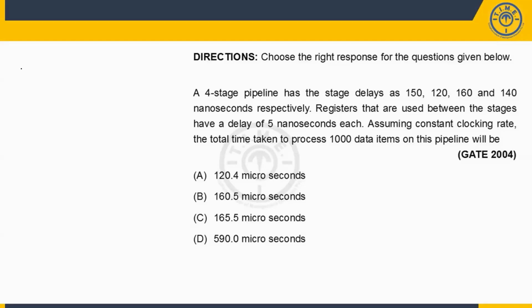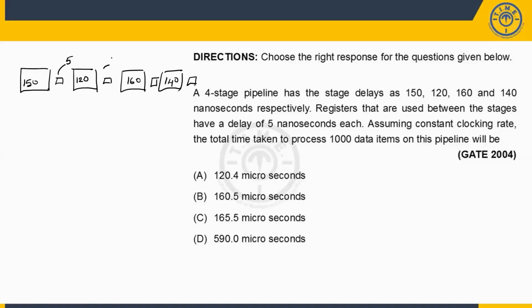Okay, so here there are four stages: stage 1, stage 2, stage 3, and stage 4. In a pipeline, in between every stage, there will be an intermediate register. Each of the stages has delays 150, 120, 160, and 140. Intermediate buffer register delay is equal to 5 nanoseconds each. Okay, now let's start.